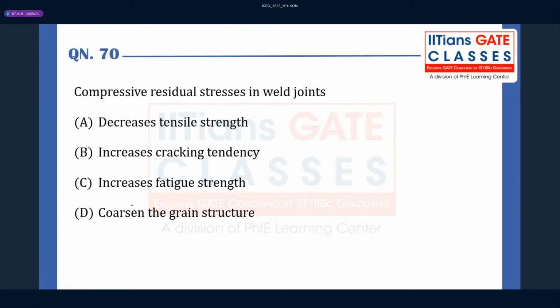Now, the next question, we have discussed it, guys, and I told you very significantly. Whenever any residual stresses are there, or we want to relieve residual stresses, or let's say you have compressive residual stresses in the weld joints, then what will happen? It will increase the fatigue strength. The reason I have given you: when you plot the variable stress versus mean stress graph, you get something like this.